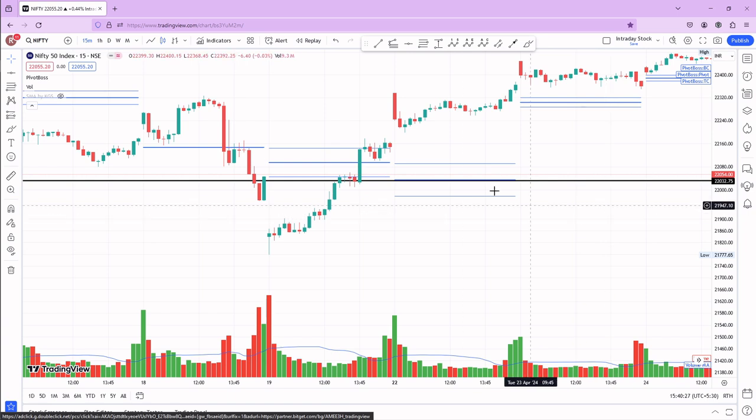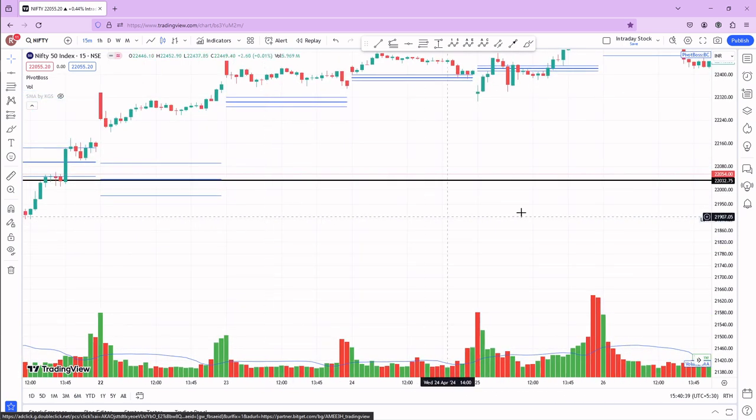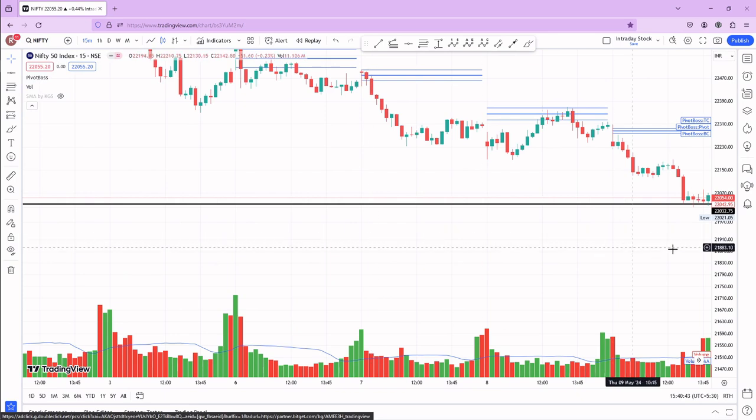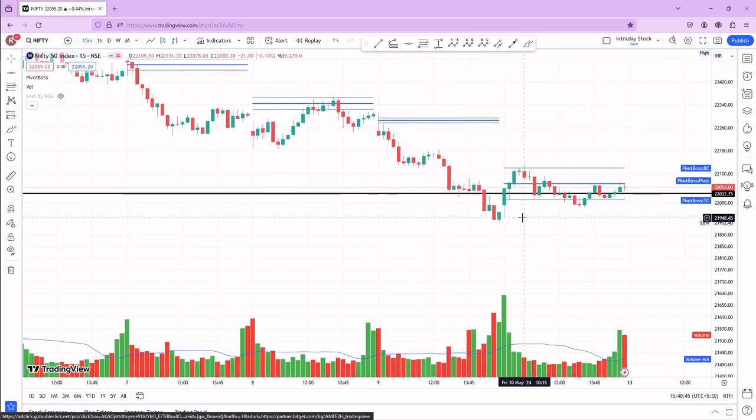So what is expected? This CPR can act as a support zone or a resistance zone. If the price is below the CPR, then it can act as a resistance zone. If the price is above the CPR, then this can be expected as a support zone. Now what has happened? Is this CPR zone respected or not? You can see over here. If you see over here, the virgin CPR zone is respected. The price came over here, started giving a halt, then tried to go down.